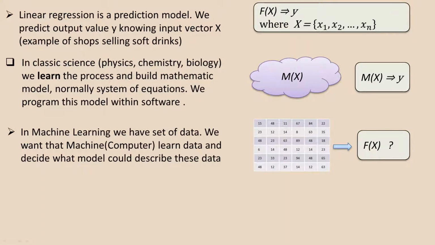In machine learning, the approach to this problem is almost the other way around in terms of sequence of actions. In machine learning, we first have a set of data. We already have some kind of output data, and this data could be obtained from real life, from some kind of experiments, or gathered from existing statistics. And then, based on this data, we want our machine, meaning our computer, to learn this data and build some model which will describe this data, and the machine is supposed to build this model itself. So we are not building the model, the machine is building this model for us.